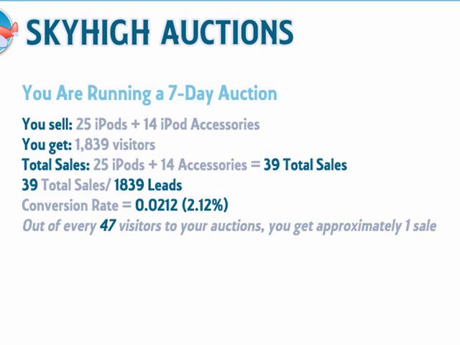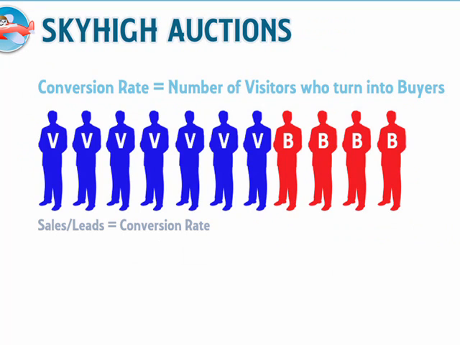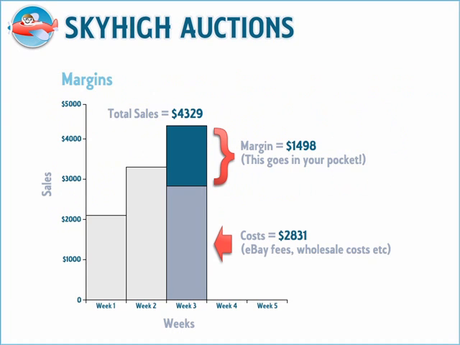Okay, to quickly summarize so far, leads are the people who visit your auctions, and your conversion rate is the percentage of visitors who actually buy something. Now let's look at margins. Your margins are the amount of profit that you make on each sale, once you have taken out your costs.